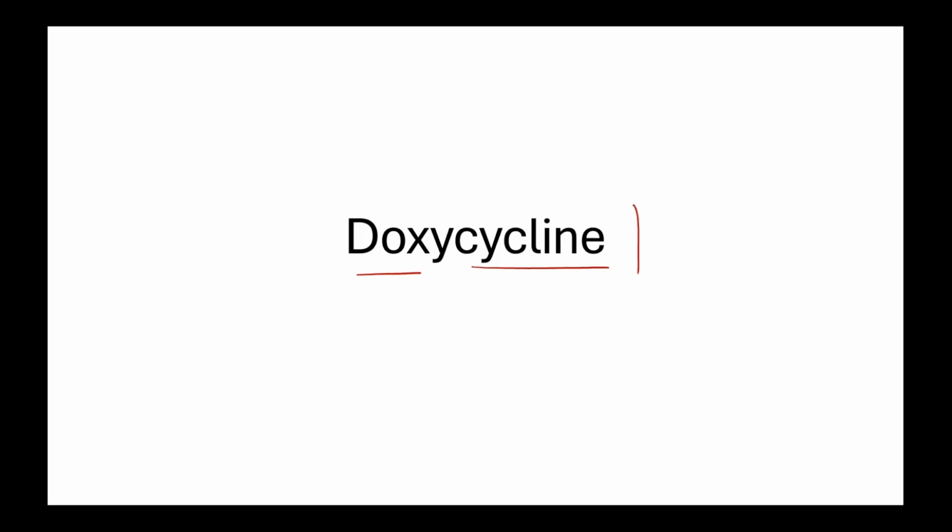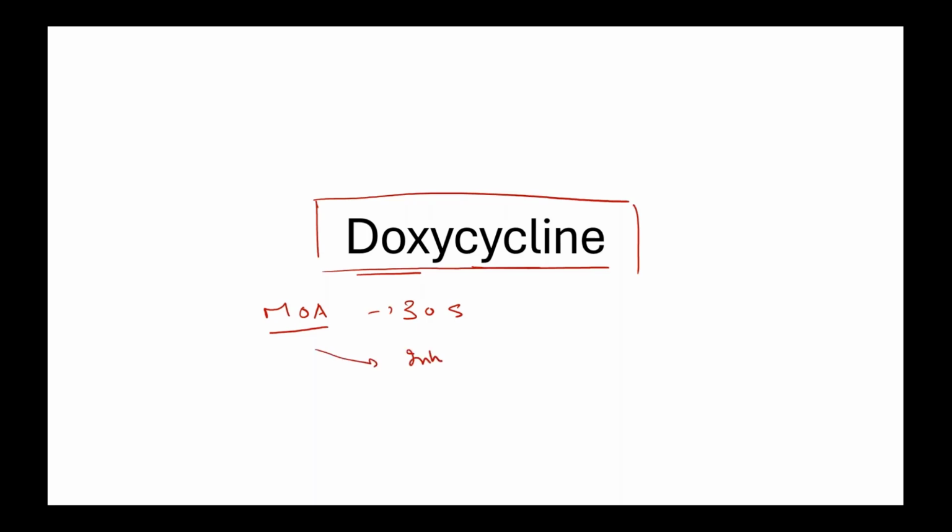We'll discuss the mechanism and the most common side effects. And I will assume that most of us are aware of the uses of doxycycline. So, in terms of mechanism of action, it inhibits protein synthesis by binding to 30S ribosomal subunit.